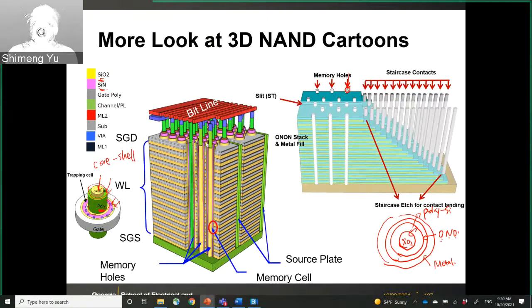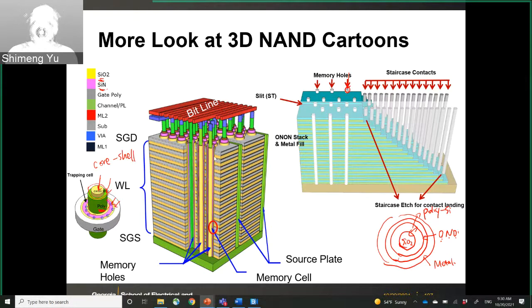So basically, this is a vertical string, and the string has this core shell structure. And in the core, there is an oxide, and then surrounding the oxide, we have the polysilicon channel. So that is the channel of the transistor. And then we have the ONO structure, the charge trapping gate stack surrounding the channel. And then after that, we have the metal gate.